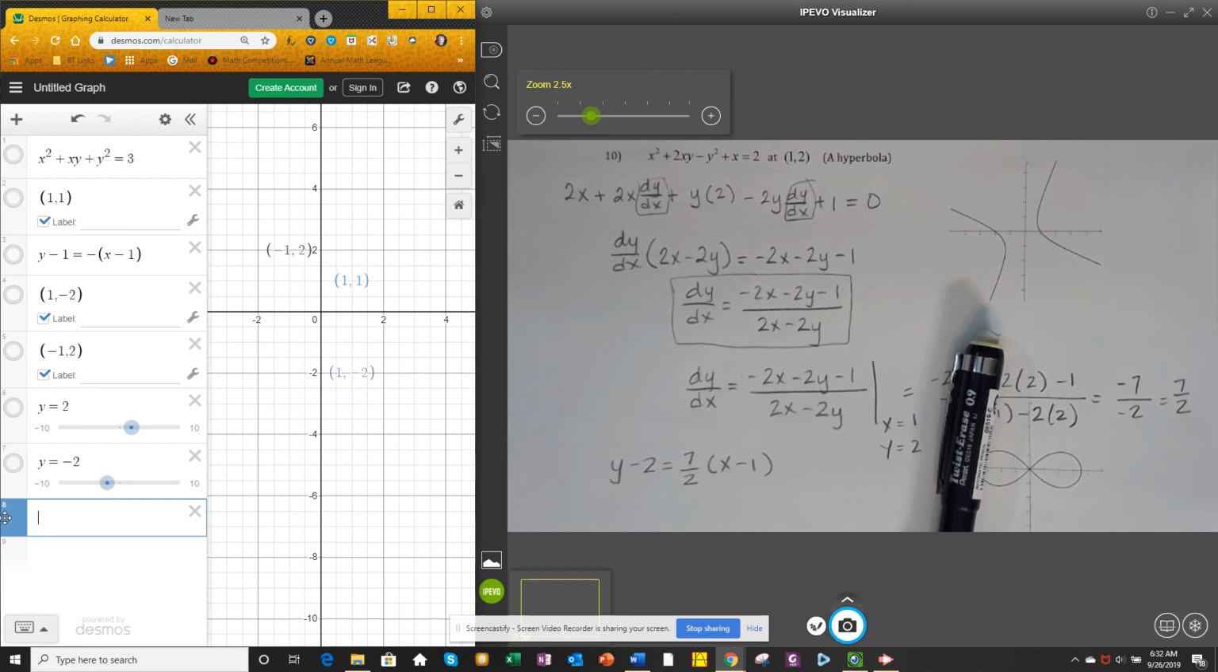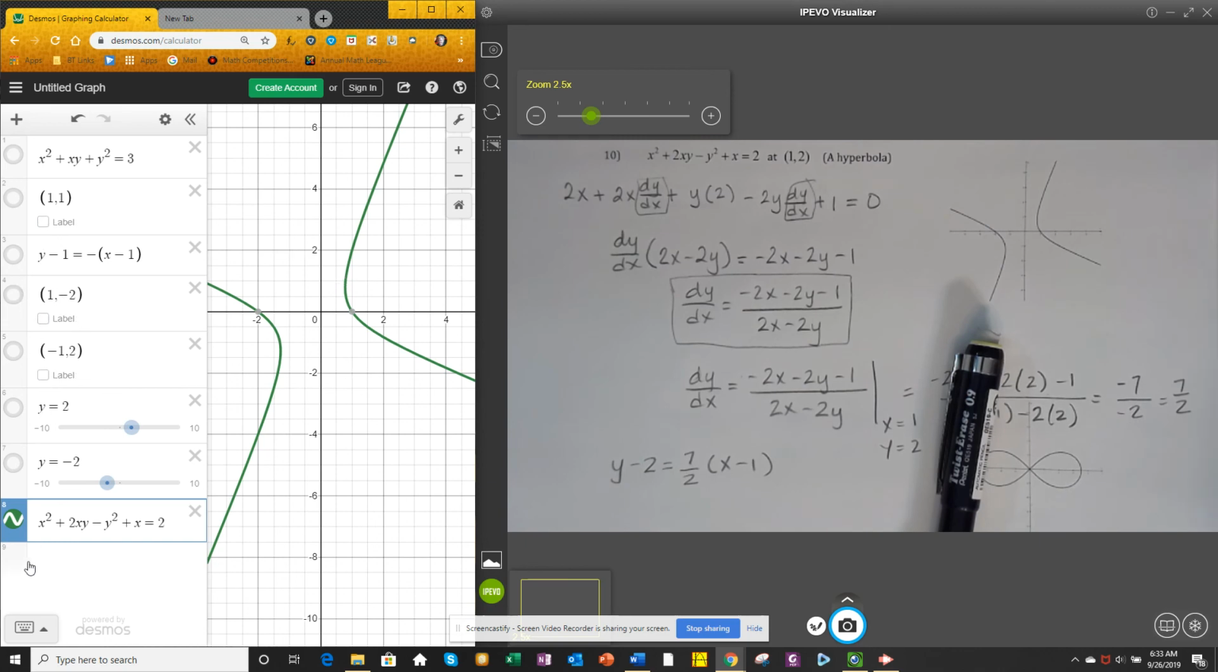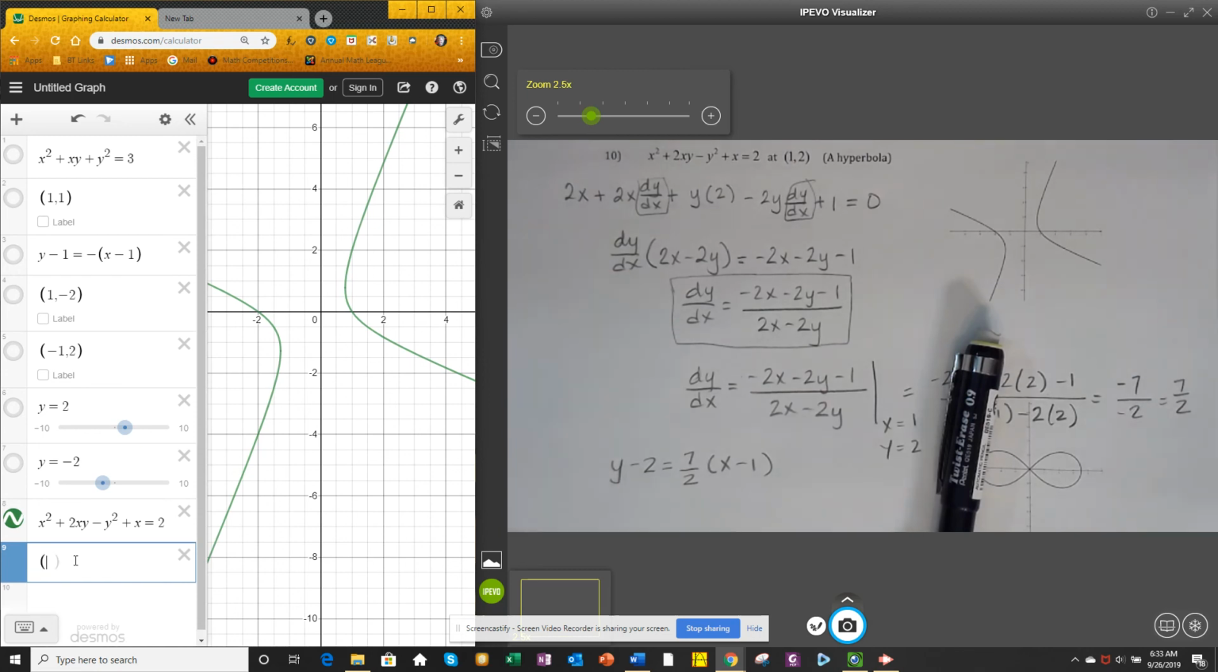We got x to the second plus 2xy minus y to the second plus x equals 2. There's our nice, lovely looking parabola. Oh, I want to take away these labels. All right, and then my point was 1, 2. Yes, and that's good news. It is on the curve.